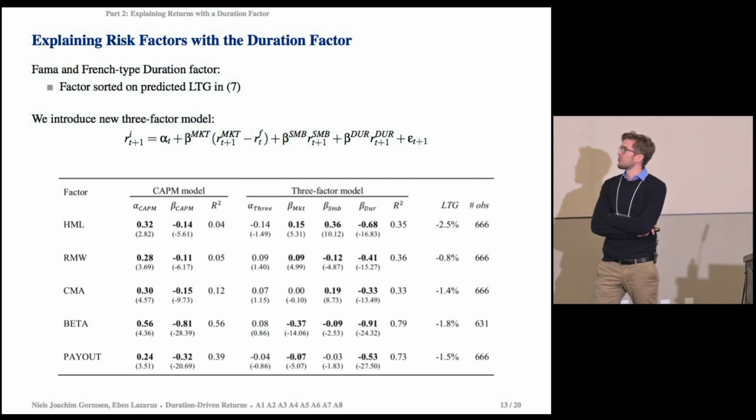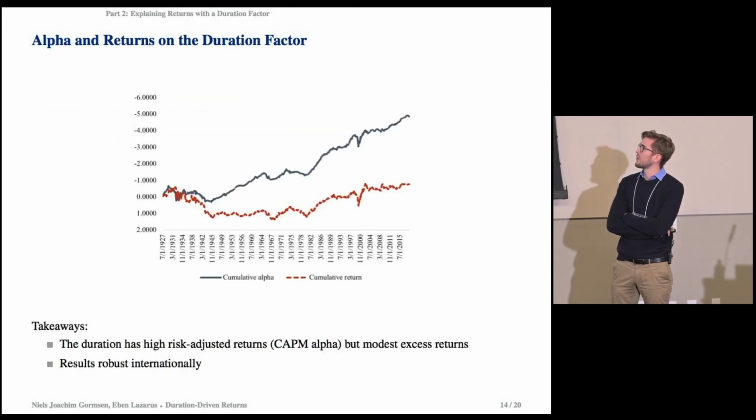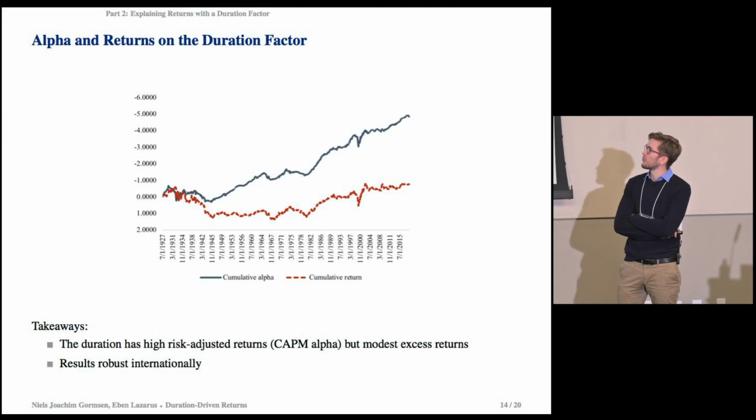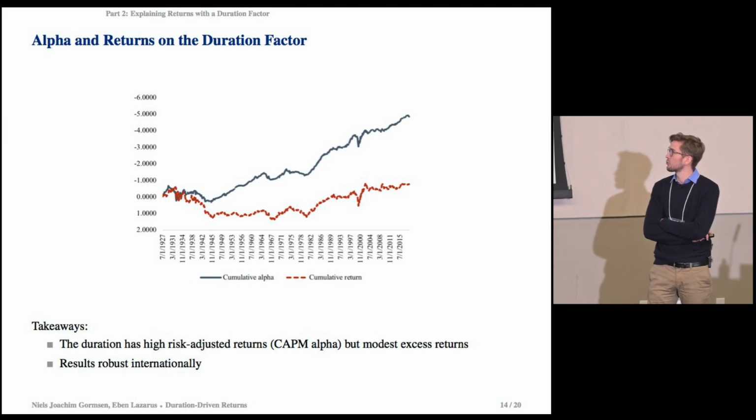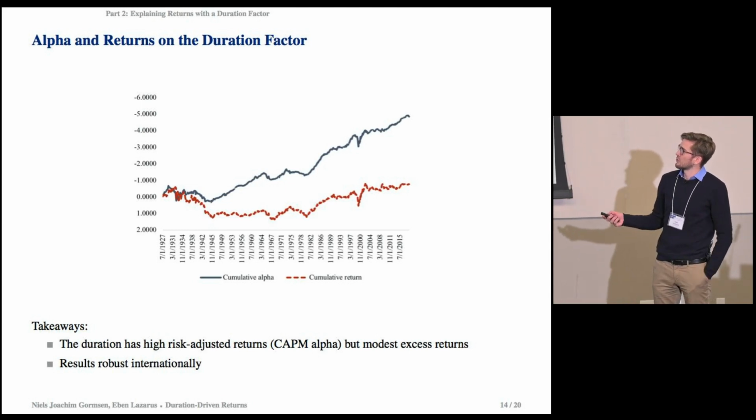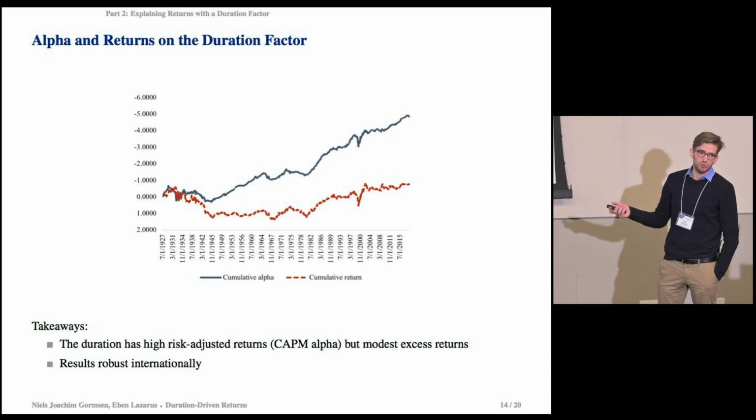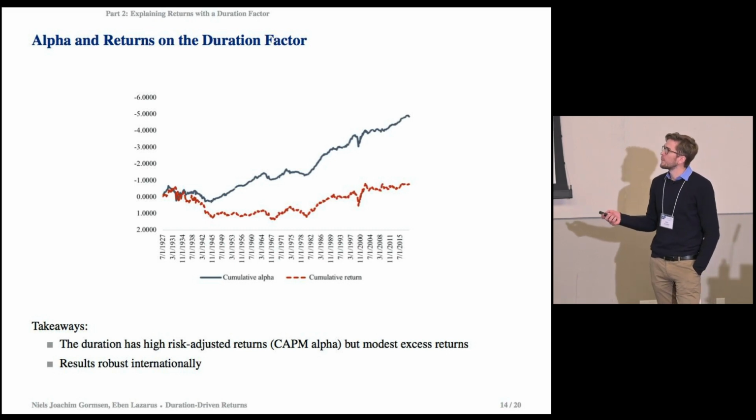Good. So what does this duration factor look like? Well, first we can look at the CAPM alpha and expected return to the duration factor. That's what we're plotting here. This is a cumulative alpha and cumulative return over time, and you see that the return is not super high. Forget about the minus here, there should have been a plus. The return is not super high, but it does earn a positive return.